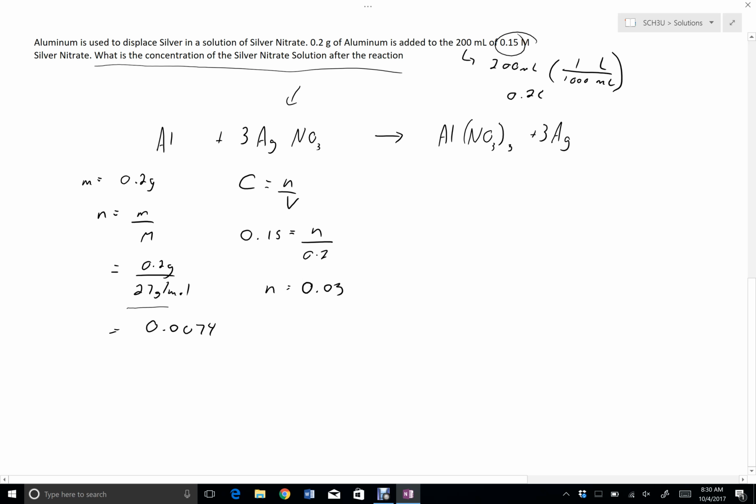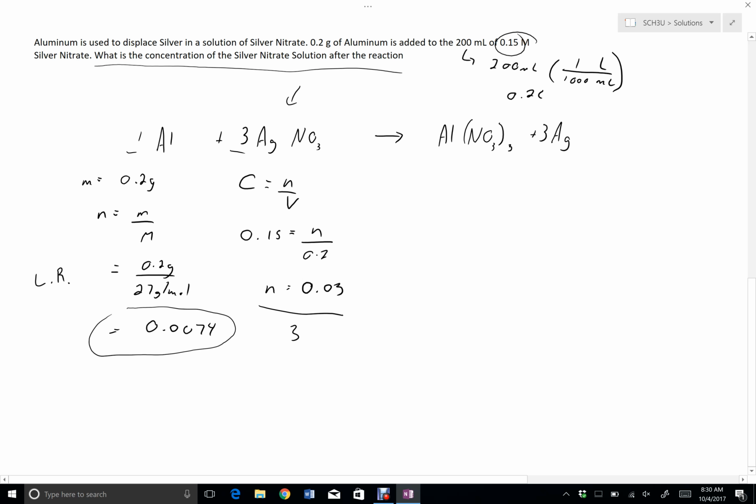So this is much smaller. I could look at my mole ratio, dividing out by 3 here because I have 3 of those for every one of those, and say that this is 0.01, and I would still see that this is still smaller. So as expected, this is my limiting reagent.